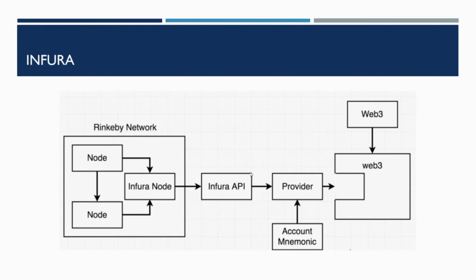The Infura API is provided when we go to the Infura website and sign up, and it will essentially let us connect to a node that is created by Infura. And not to get too detailed, Infura is essentially just there to help us connect to the Rinkeby network. And we'll need these two details, the Infura API and also the account mnemonic, to store in the provider, and then only can we access Web3.